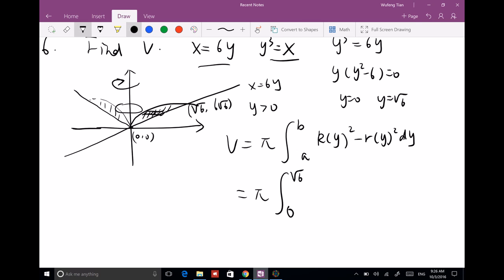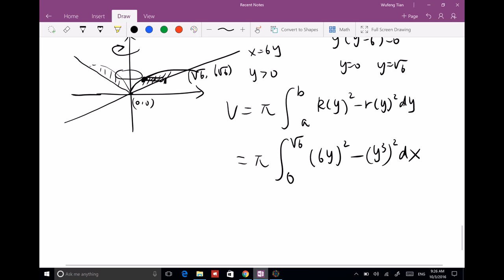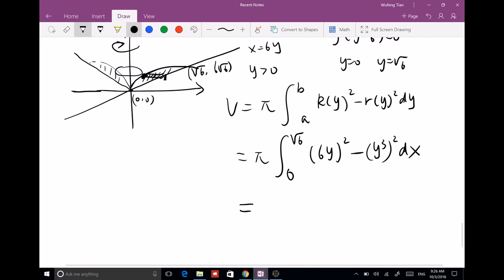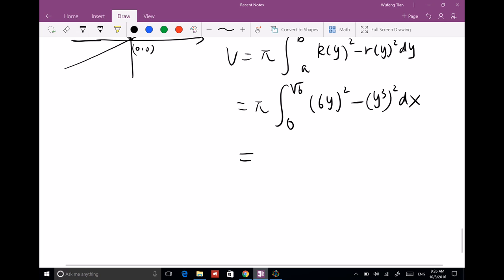Big R of y, big is x, which is 6y, squared, minus small r. You see the line is big, but then the small one, the left axis, this point is a function value. So it's y cubed, then squared, and dy. Okay, this is how you find this one. I don't remember the final answer of that, but it's not a big problem if you set up this right.